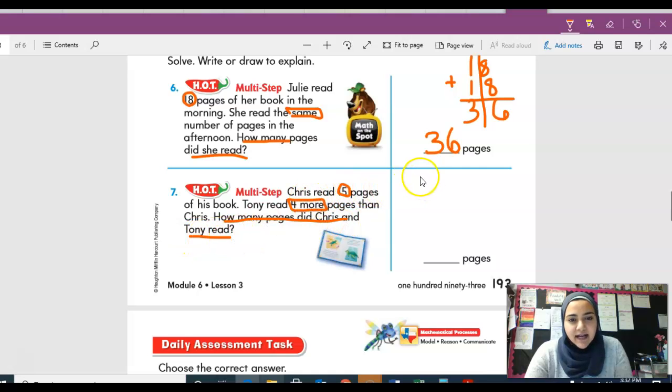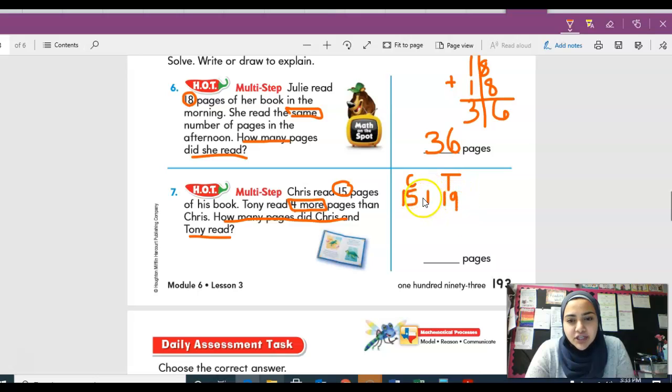Chris read, so I'm going to write C for Chris, and he read 5 pages. Or no, I'm sorry, not 5, 15. I circled it, so I couldn't really see. Let me erase that, make sure. Yep, that's 15. All right, my bad, sorry. So anyway, Chris read 15 pages. Tony read 4 more. So Tony read 4 more than 15. So what is 15 plus 4? 15, 16, 17, 18, 19. So Tony read 19 pages.